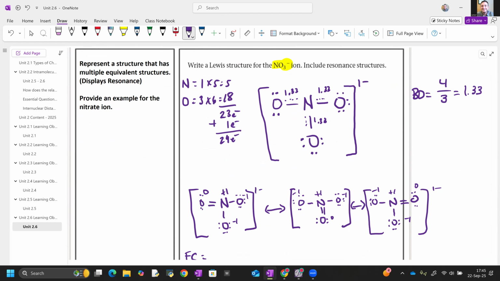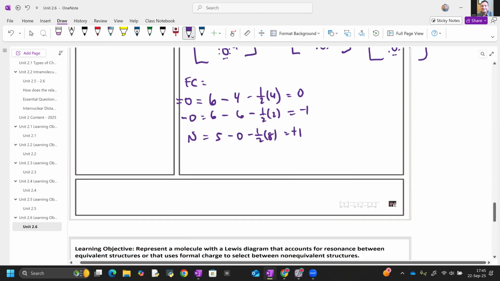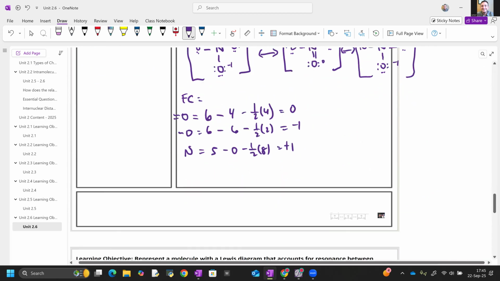And so we see that the strength of the bond are equal in all regions where resonance takes place, and then also the length of the bond. All right. And so that is the main idea for resonance hybridization.